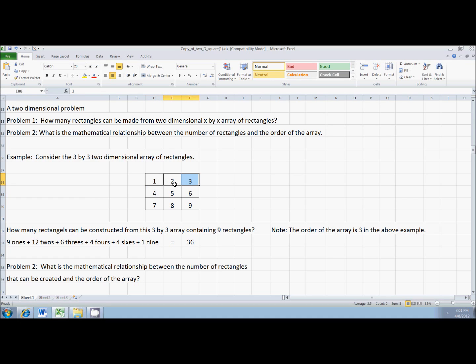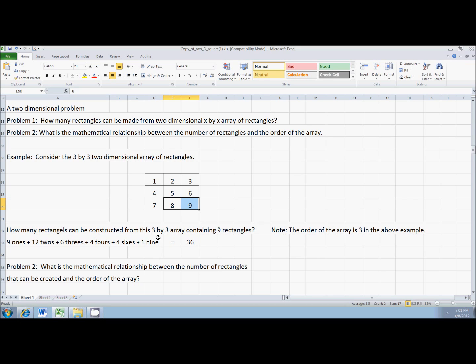1, 2, 3, 4, 5, 6, 7, 8, 9, 10, 11, 12. You'll easily be able to show that there's 6 threes, 4 fours, 4 sixes, and 1 nine, to give you a total of 36. And by the way, that number 36 is 6 squared, because it turns out that it's the square of the one-dimensional problem.